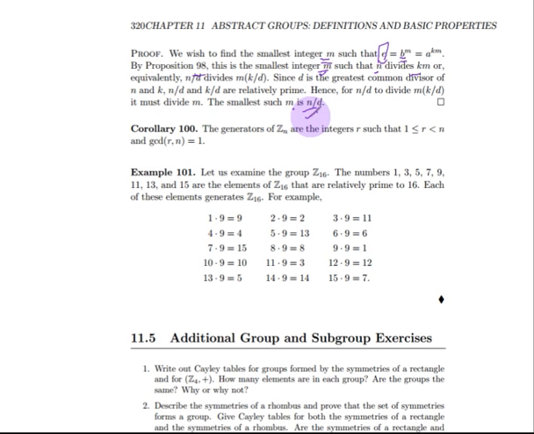So what does that show? We found the smallest integer m such that b to the m is the identity, and it must be n divided by the greatest common divisor of n and k. Okay, that's it.